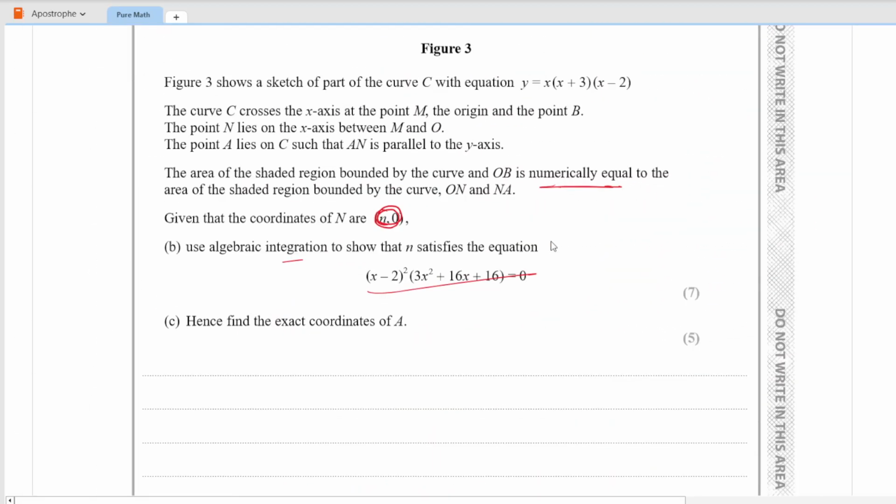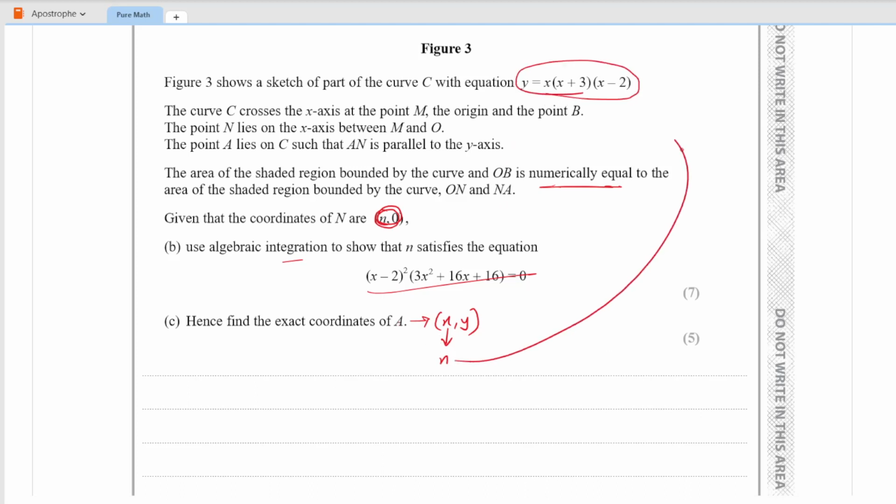Now, hence find the exact coordinates of A. So in order to find A, we need its x value and y value. Its x value is n. Once we have the n, we know A lies on this curve, so we can plug that n into this to get the y. Okay, that's the plan. So the first task is to find the value of n.